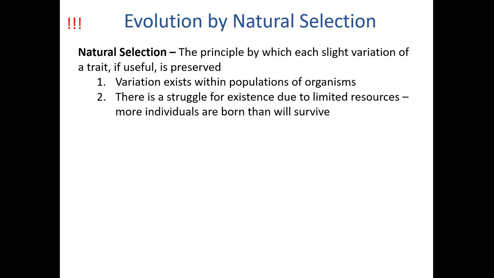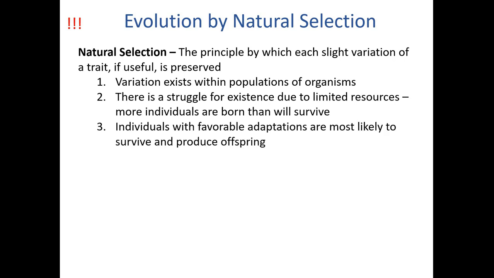So 2, there's a struggle for existence due to limited resources, and basically there are always going to be more individuals born than will survive. And this is just due to species wanting to basically, due to these selective pressures, always keep reproducing. And so they're going to produce more offspring than will be able to survive due to the limitation of resources. 3, individuals with favorable adaptations due to this limitation are the most likely to survive and produce offspring.